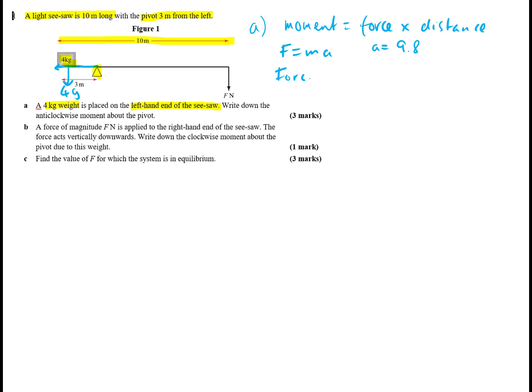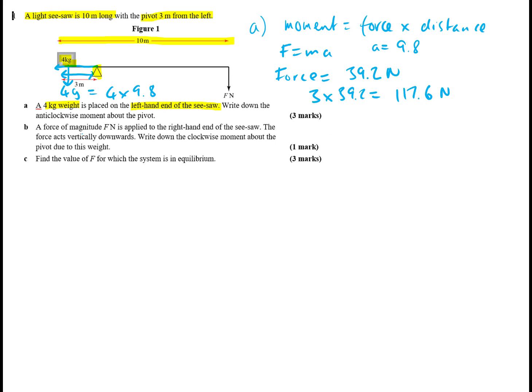So the force here is going to be 4 times 9.8. Just to break this down for you, that becomes 39.2 newtons. We should be good up to there. So if moment equals force times distance, we have a distance here of 3 meters. So we just need to do 3 times 39.2, which equals 117.6 newtons. That part is done.